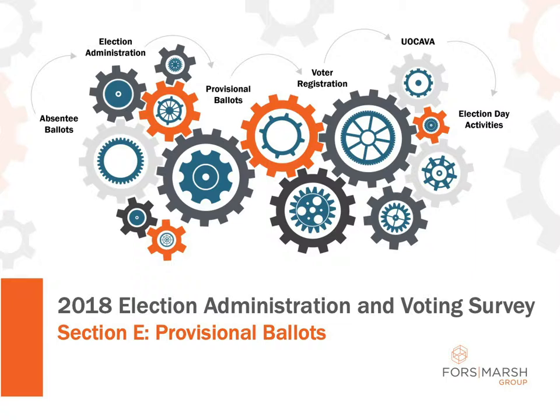This video will review Section E of the 2018 Election Administration and Voting Survey, or EAVS. The goal of this section is to understand provisional balloting in your jurisdiction during the 2018 general election. You can find similar presentations for the other 5 sections of the survey on the EAVS portal and the Election Assistance Commission website. As you watch this video, you might want to follow along with the PDF version, which can be found on the Downloads page of the EAVS portal.